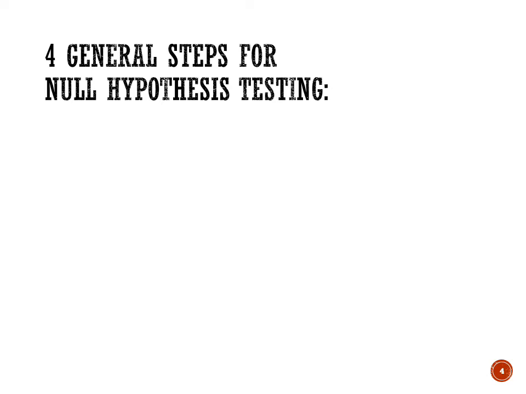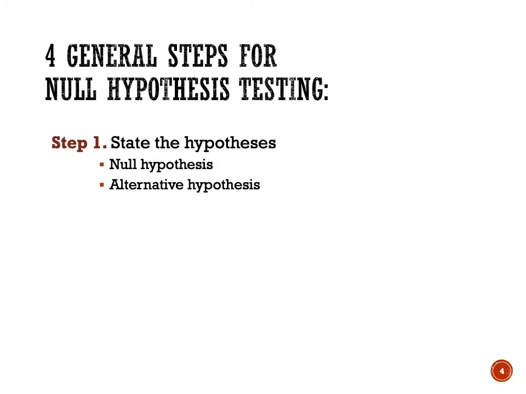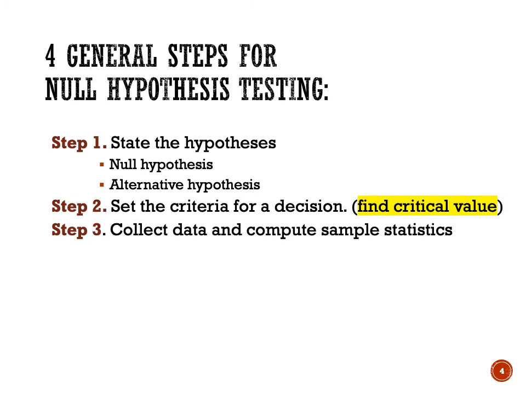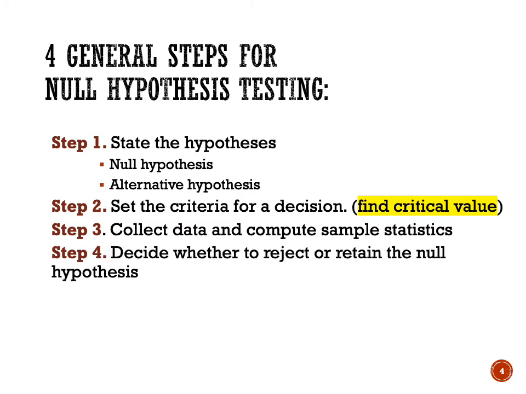So here's a reminder of the steps for null hypothesis testing. First, we state the hypotheses, then we find our critical value, then we collect our data and compute sample statistics. In this case, we will be computing chi-square. And last, we'll make a decision about whether to reject or retain the null hypothesis.